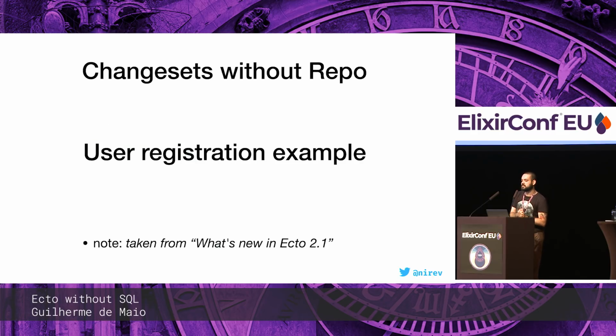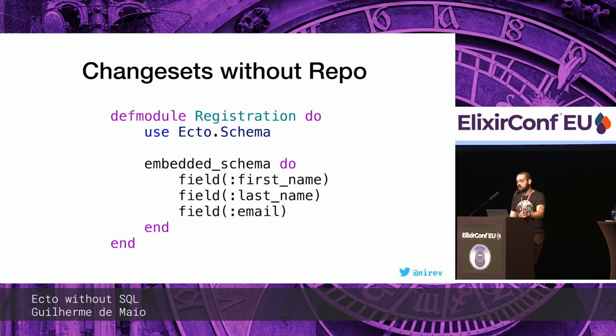So there's this nice example, the user registration example, that I took from the What's New in Ecto 2.1 book, which is a pretty good ebook by Plataforma Tech. So I just copied it because it's a great example. So you can define this module Registration. The idea of that is to have a schema for your sign-up form. So imagine you have the sign-up, and you need to have a first name, a last name, and an email.